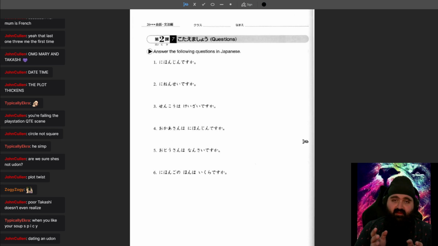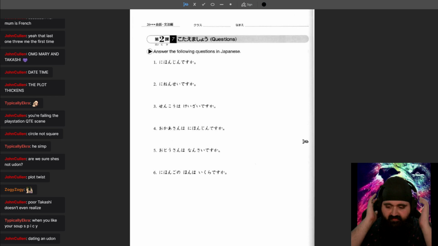So this is really great too, because this is an amalgamation of everything. You have to integrate everything you've learned so far in the chapter and even in previous chapters to answer these questions. These are the best parts of the workbook in my opinion. So let's answer these questions in Japanese, obviously, because we read the instructions.